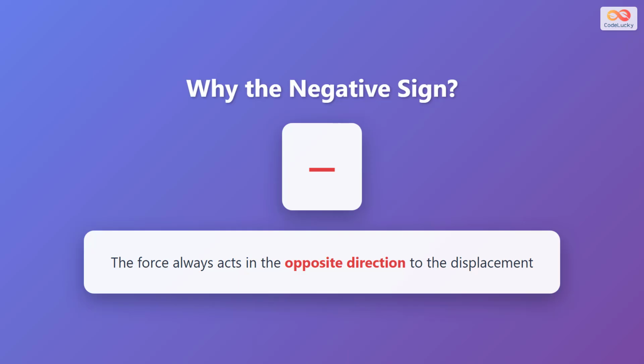You might wonder why there's a negative sign in the equation. This negative sign is crucial because it tells us that the spring force always acts in the opposite direction to the displacement. If you stretch a spring to the right, it pulls back to the left. If you compress it to the left, it pushes back to the right. This is what we call a restoring force because it always tries to restore the spring to its equilibrium position.